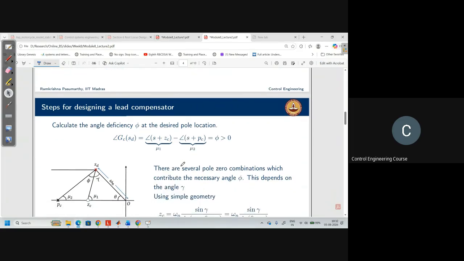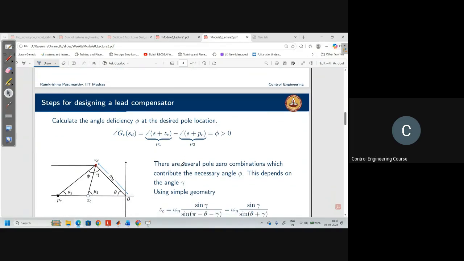So the next step is we have to calculate the angle difference. If we are not getting 180 degrees with a simple proportional controller, then we have to find out the angle difference, meaning how much angle we need to compensate to get exactly 180 degrees. That angle is called phi. This is the angle we need to provide by the controller.